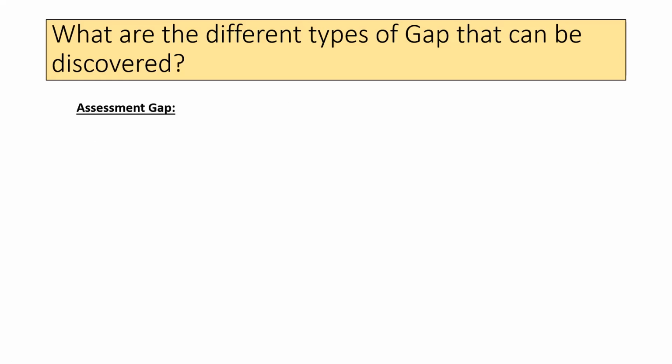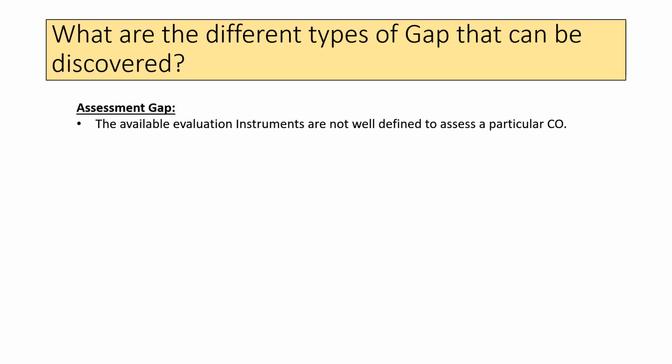What is assessment gap? Assessment gap means the available evaluation instruments are not well defined to assess a particular CO. What are evaluation instruments we have seen in the previous lecture? All the slip tests, assignments, viva, etc. So whatever is used for assessing the COs, the examinations, they are called evaluation instruments. So if your evaluation instrument is not proper, then you will have an assessment gap.